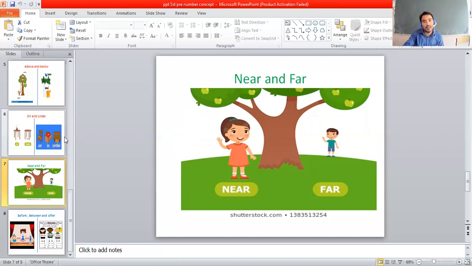The girl is near the tree. So look at that, the tree is very near. So the girl has to be near the tree. The girl is near the tree.